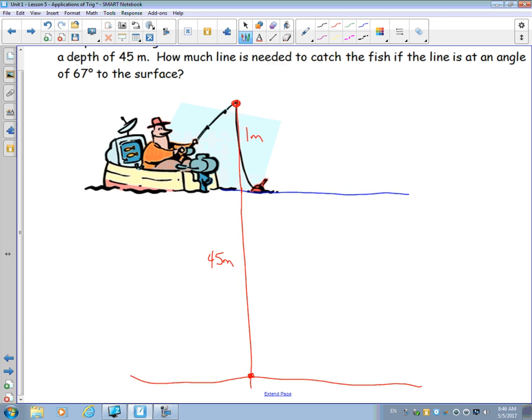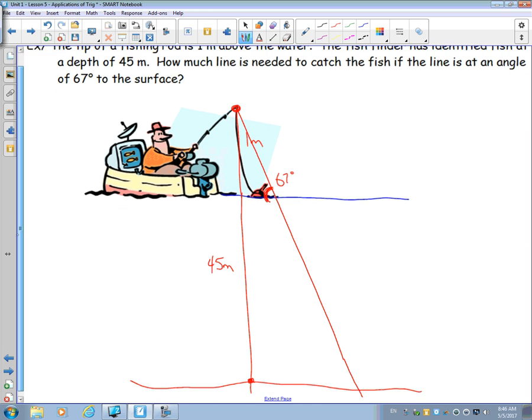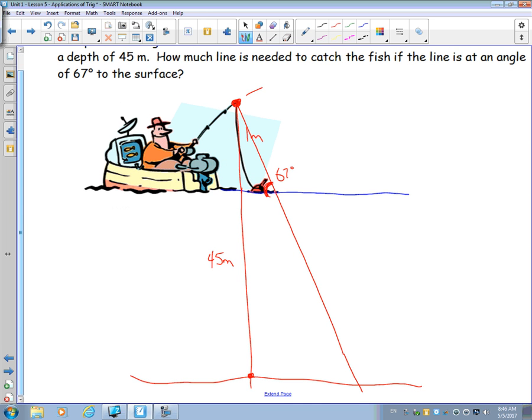To catch those fish, we got to put out some line. Now the line's not going straight down, it's going at an angle of 67 degrees to the surface. So if you will, let's call that down there, trying to catch those fish. 67 degrees to the surface, so the angle right here is 67 degrees. And I want to know how much line is needed, from here at the top all the way down to here at the bottom. So what can we do?